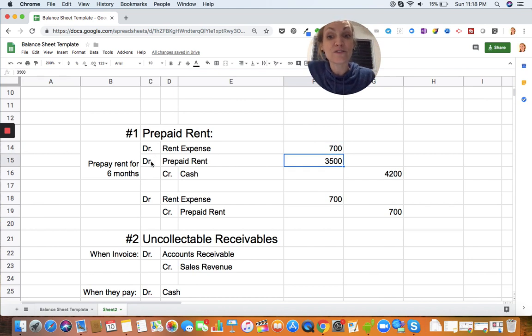The difference is this $3,500. And of course, we need a debit. And a debit is going to be our prepaid rent. And you can have a prepaid account for any type of expense. It's when you don't want to deduct the full expense, but you've already spent the cash.